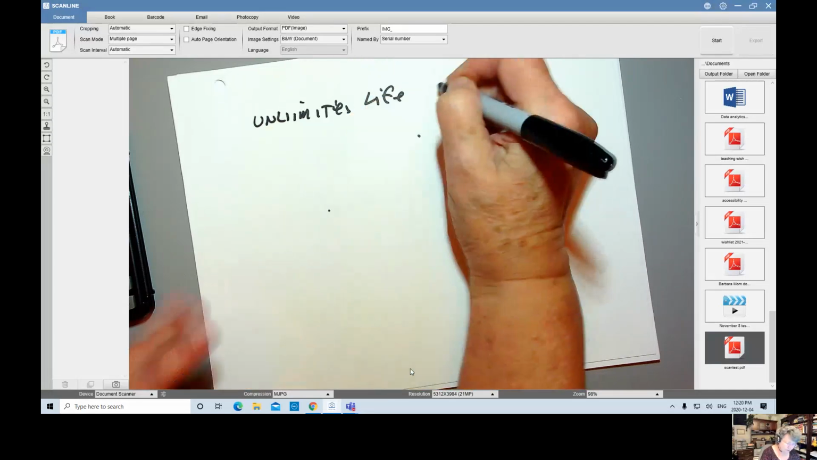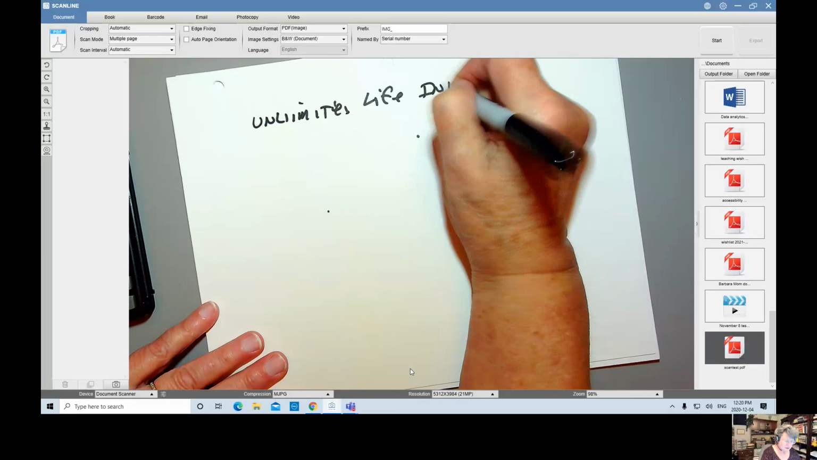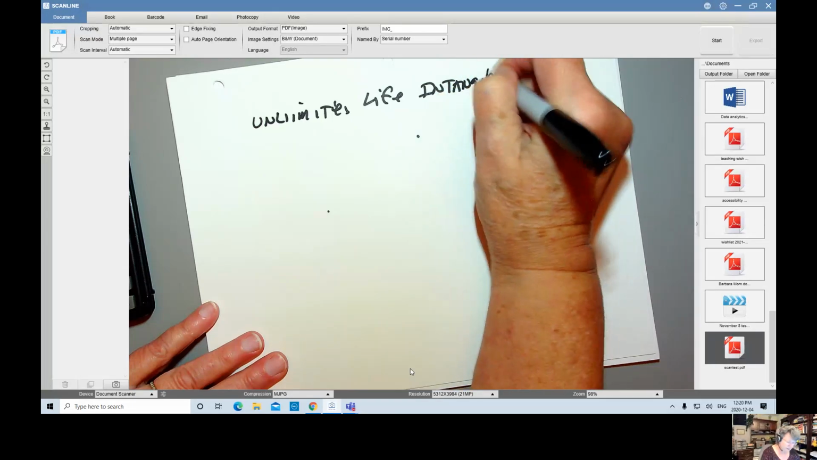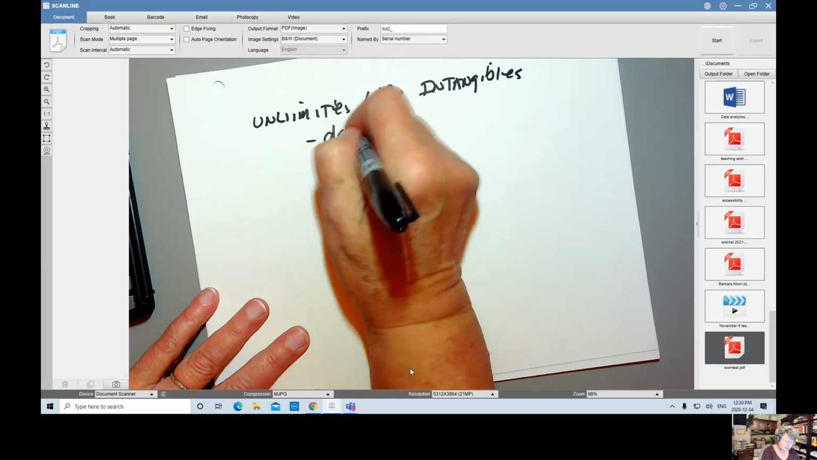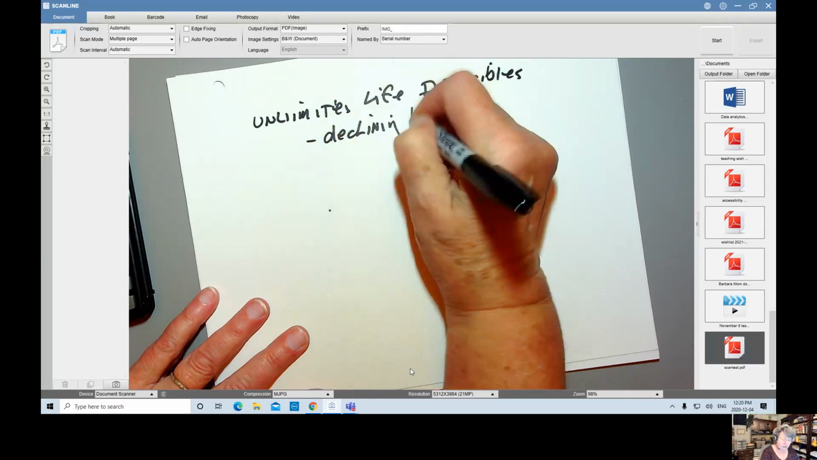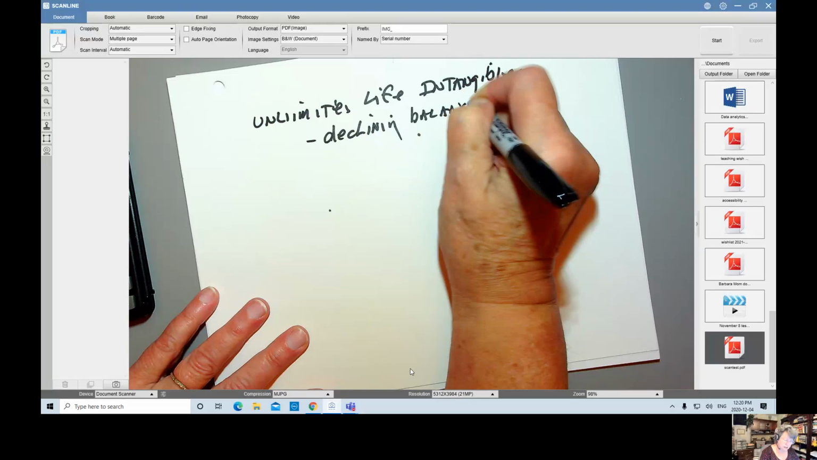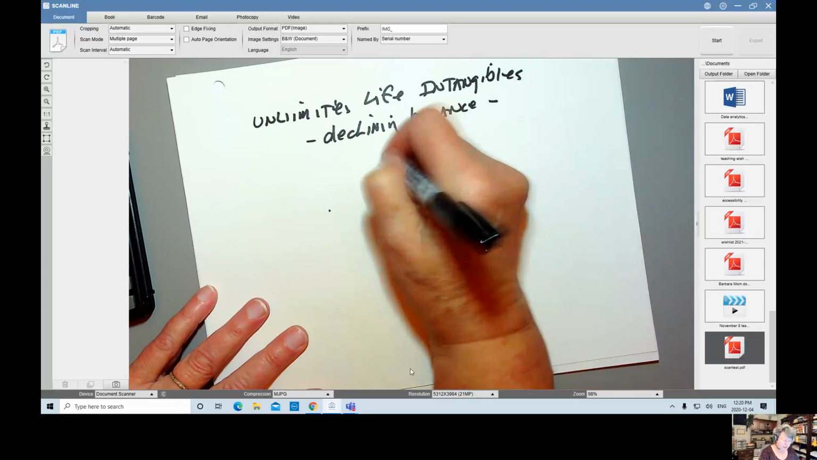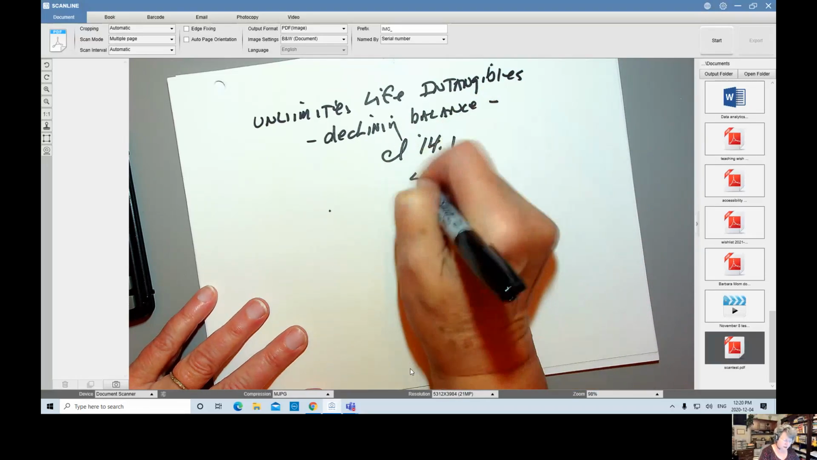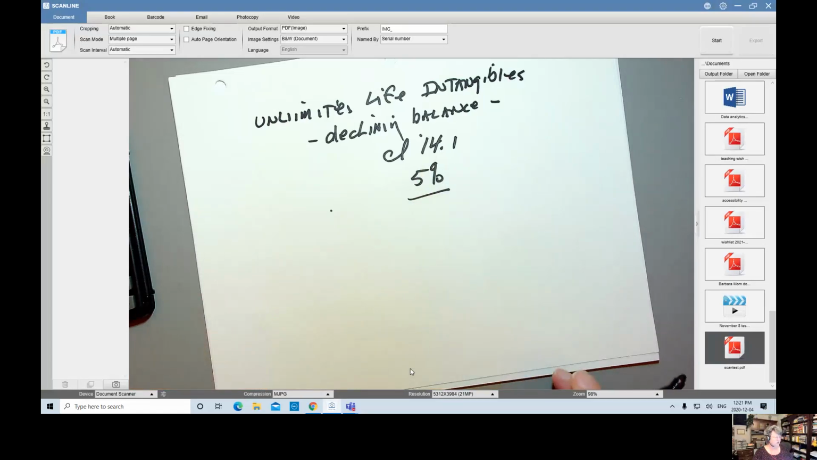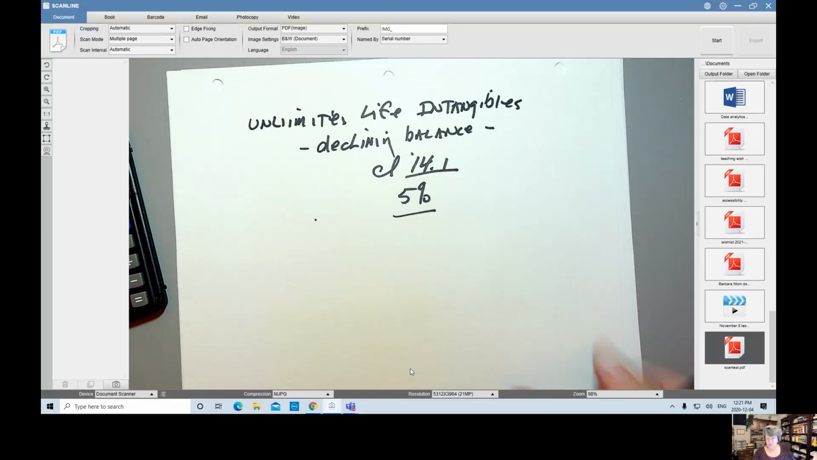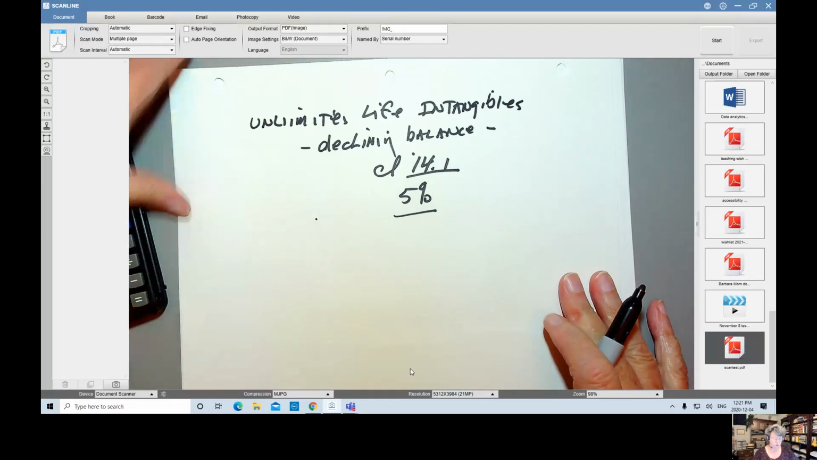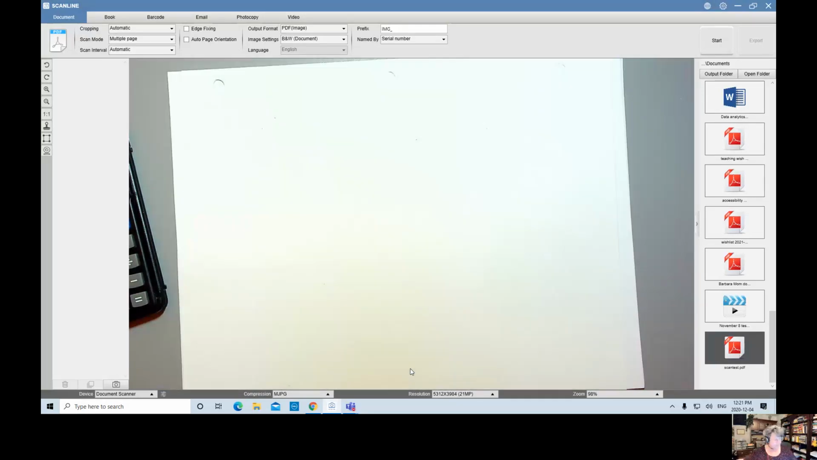For unlimited life intangibles, goodwill, customer list, things of that nature, that's a declining balance class, and it's done exactly the same as all the declining balance classes that we talked about. It's class 14.1 and it's a 5% class. So all your unlimited life intangibles go into the class 14.1 and then do what we demonstrated in the CCA lecture number 2 with the mechanics.